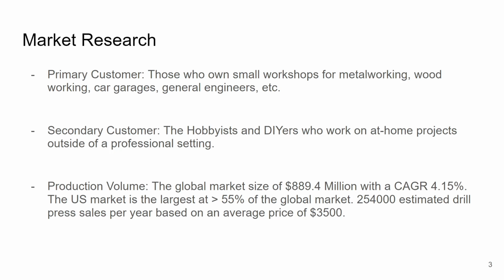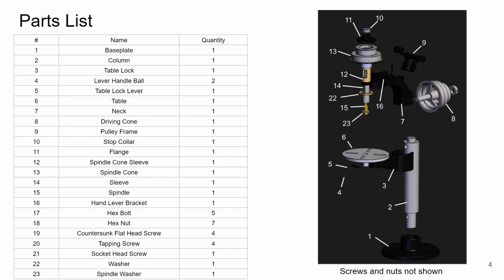These are also purchased by secondary consumers such as hobbyists and DIYers who work on at-home projects outside of the professional setting. The global market was $889.4 million with a compound annual growth rate of 4.15% in 2022. There are an estimated 254,000 drill presses sold globally per year based on an average price of $3,500. Pictured here is an exploded view of the drill press with its various components. Note the screws and nuts are not shown within this image.